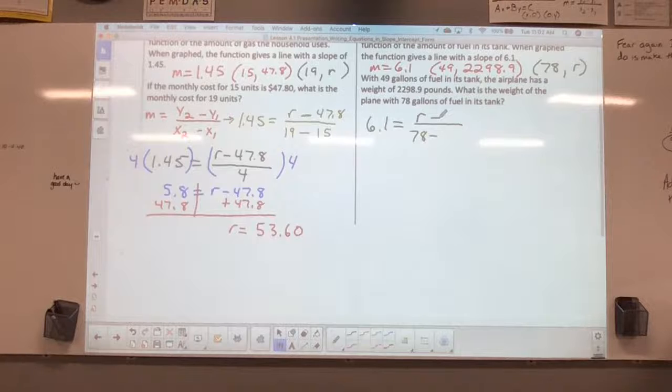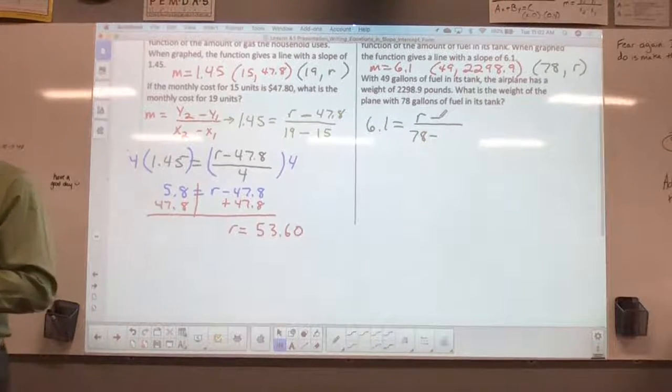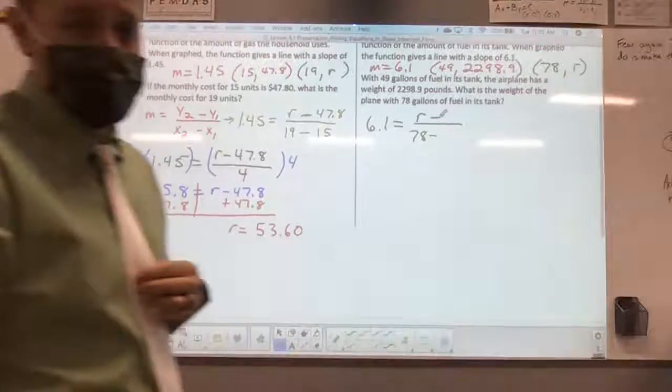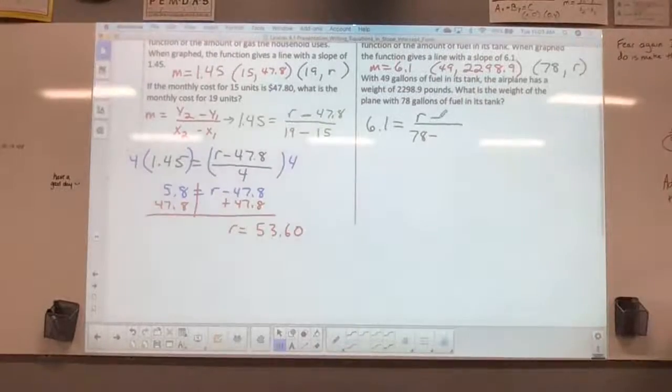It's probably because of the starting point. If the starting point is 0, it might work. We don't know what the starting point is. We'll figure that out when we do correlation. The starting point is rarely 0. Sometimes it is, sometimes it isn't.